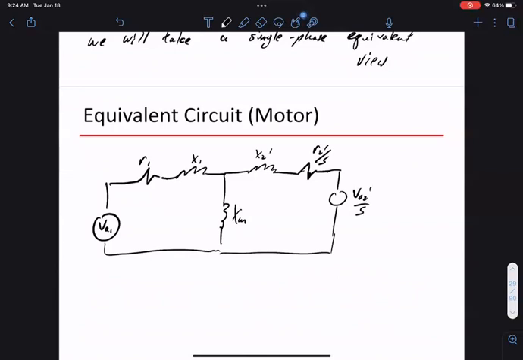So this basically captures the relationship between one pair of inductors. And every other pair of inductors looks exactly the same as this one. So that's why it's called a single phase equivalent. So this will represent the entire motor circuit for us.